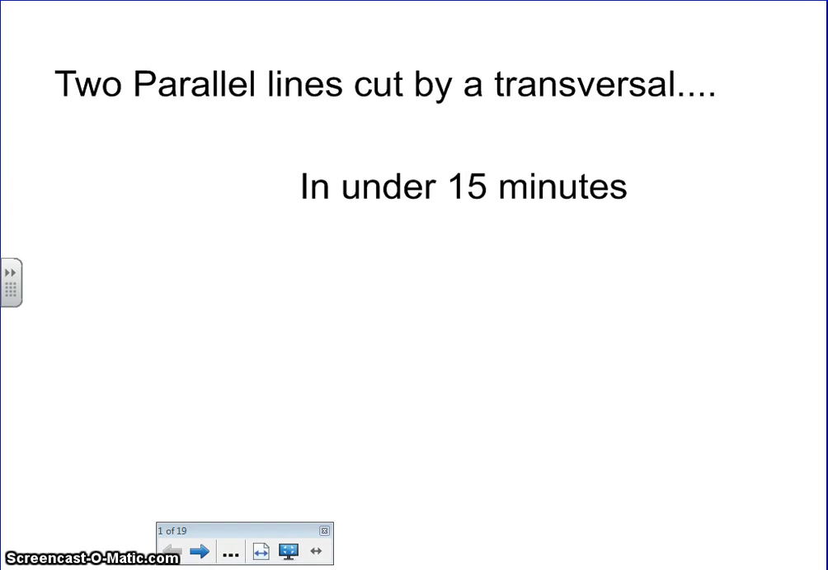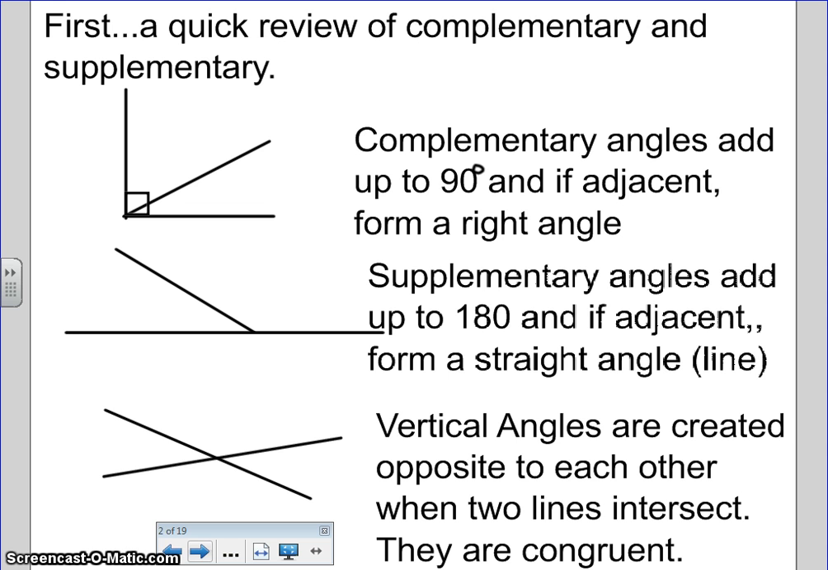Hey, this is Coach Latham, your SOL review coach, and today we're going to talk about an important topic in geometry. We're going to cover two parallel lines cut by a transversal in under 15 minutes. First, three things that you should know from review, three concepts.